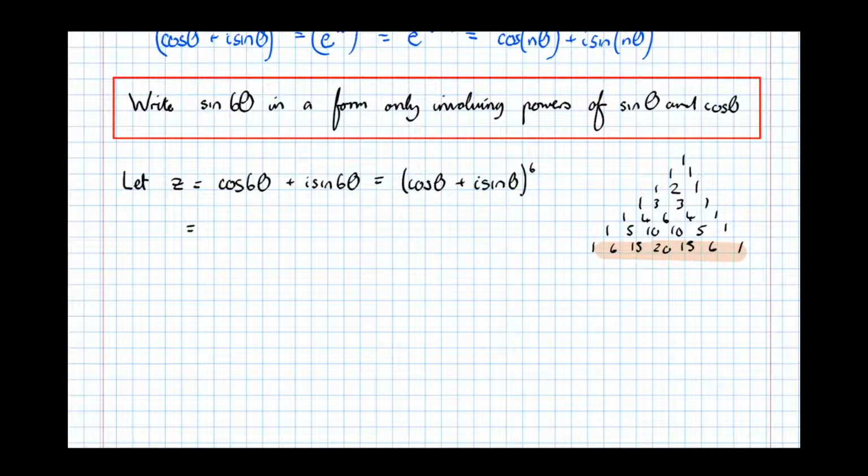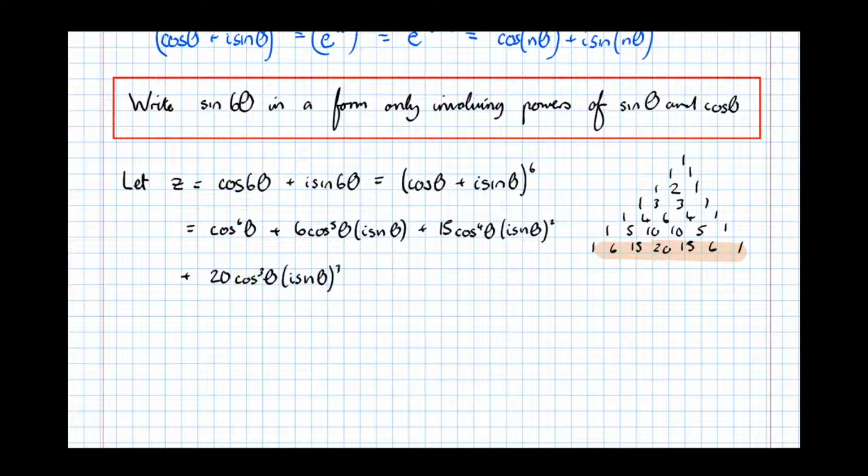Okay, so expanding this using the binomial expansion, I get cos to the power of 6 theta, plus, as you can see from Pascal's triangle there, 6 cos to the 5 theta times i sine theta, plus 15 cos to the 4 theta times (i sine theta) squared, plus 20 cos cubed theta times (i sine theta) cubed, plus 15 cos squared theta times (i sine theta) to the power of 4, plus 6 cos theta times (i sine theta) to the power of 5, then plus (i sine theta) to the power of 6.